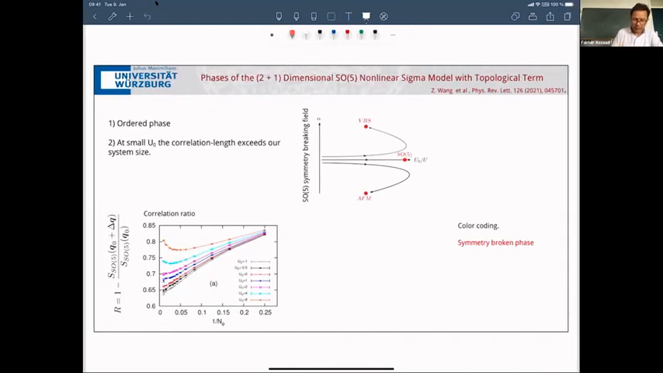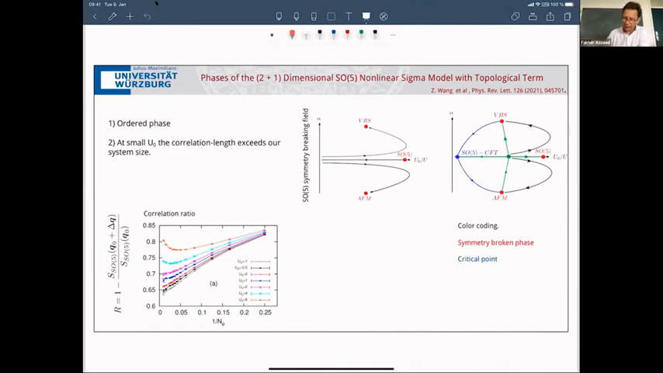So strictly speaking, what we can say from the data are only two things. Unfortunately, we have an ordered phase. That's quite clear. Well, this really goes up, and I'm quite convinced of that. And the only other thing we can really say is that at small U0s, the correlation length basically exceeds the system sizes we have. And from there onwards, you can do a lot of interpretation. The interpretation which I favor is the following.